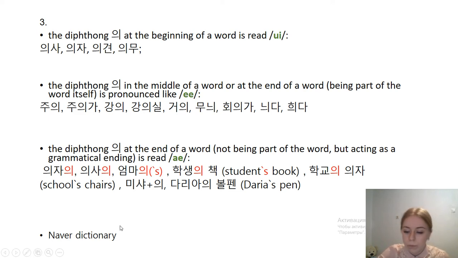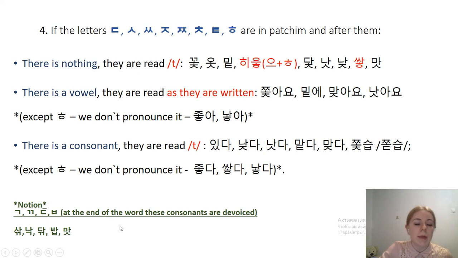Okay, so we are moving on, and the next rule is about these letters. It's about ㅅ, ㅆ, ㄷ, ㅈ, ㅊ, ㅌ, and ㅎ. These letters in Patchim are read a little bit different than usual. So in Patchim, if you see that these letters are in Patchim and after them there is nothing, so they are at the end of a syllable. In this case, you read them t.